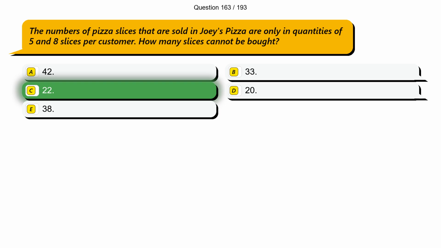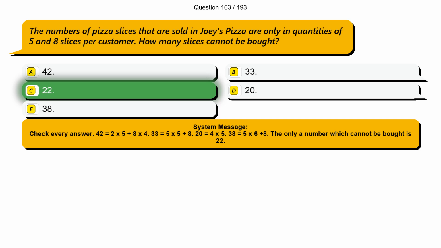The correct answer is option C, 22. Check every answer. 42 equals 2x5 plus 8x4. 33 equals 5x5 plus 8. 20 equals 4x5. 38 equals 5x6 plus 8. The only number which cannot be bought is 22.